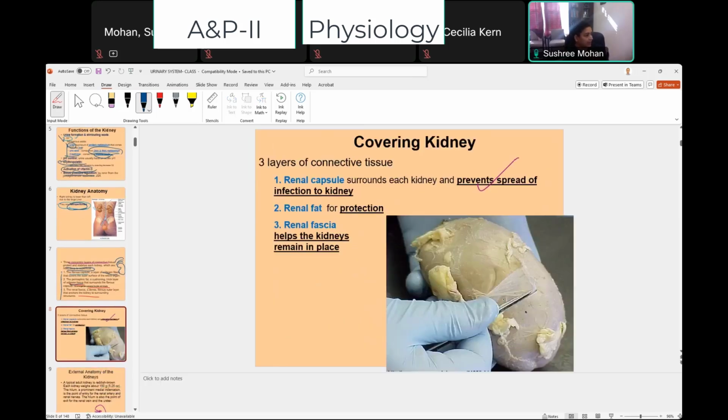So this is how it looks. When you do the dissection, you can see how they have removed the outer layer, the 3 layers of the connective tissue. And they've shown the structure of the kidneys, and you can get an idea how big it is. And the renal fat is actually for protection, the adipose fat.